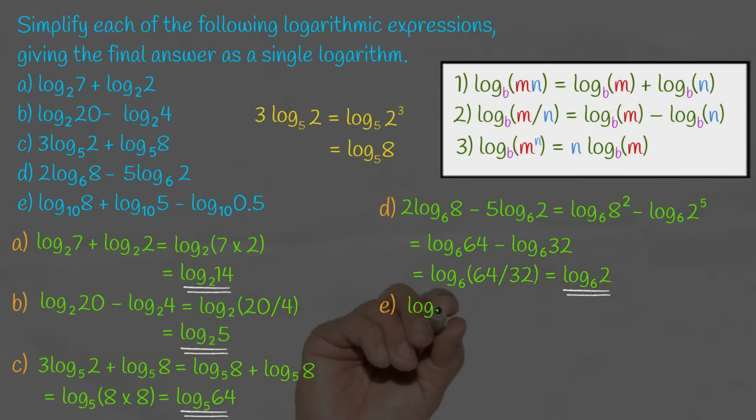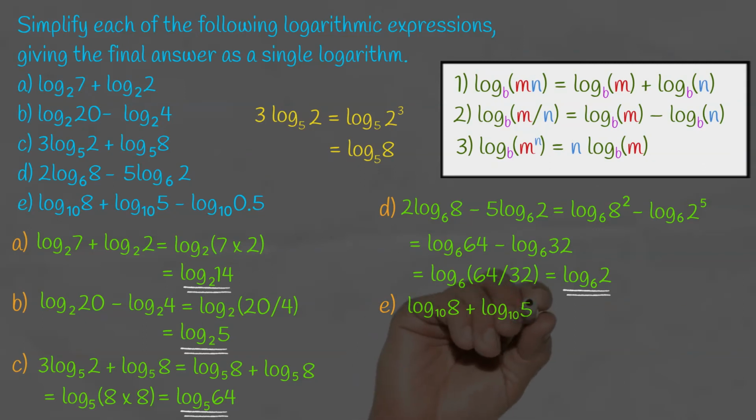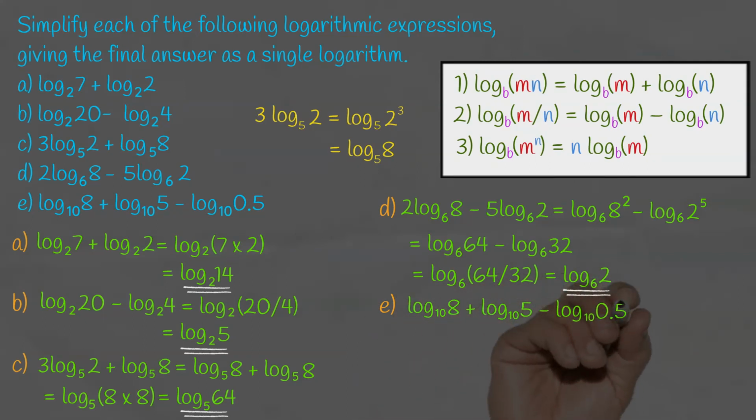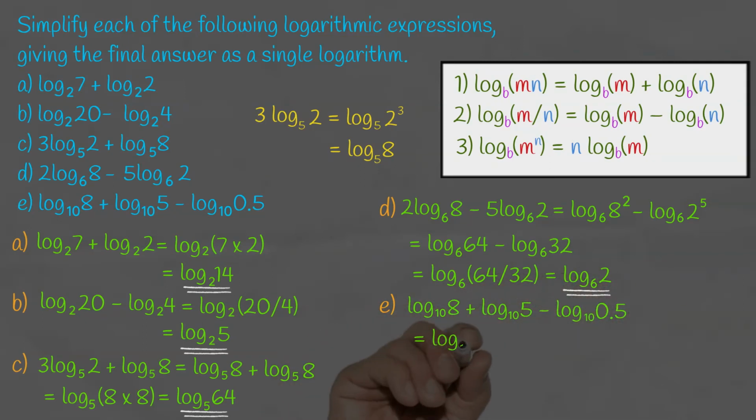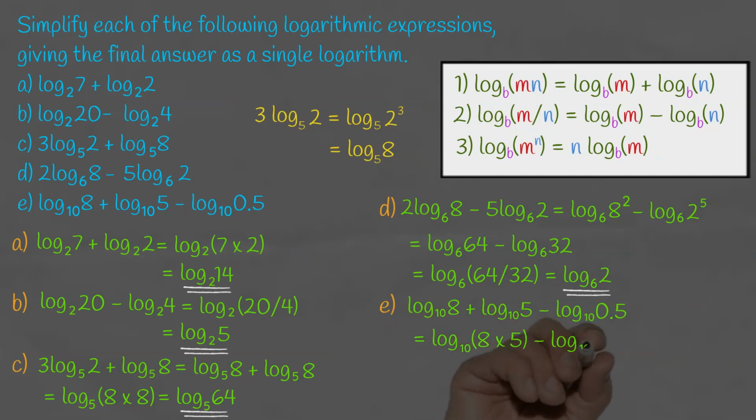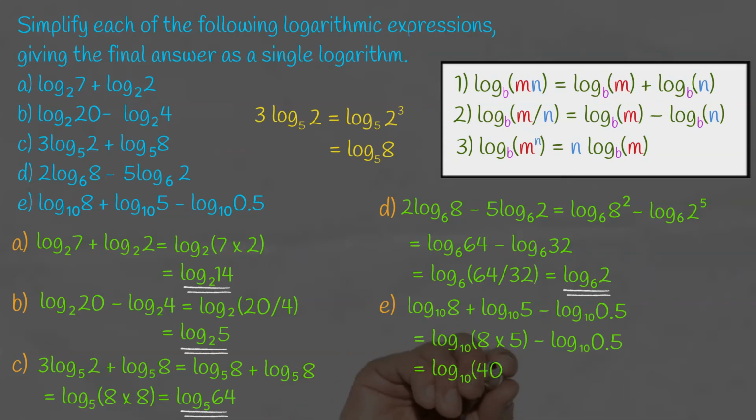And in the final example, we have an addition and a subtraction. So for the addition, we use rule 1, so it's log to the base 10 of 8 times 5. And for the subtraction, we use rule 2. So it's log to base 10 of 40, 8 times 5, divided by 0.5. And dividing by a half is the same as timesing by 2, so the final answer is log to base 10 of 80.